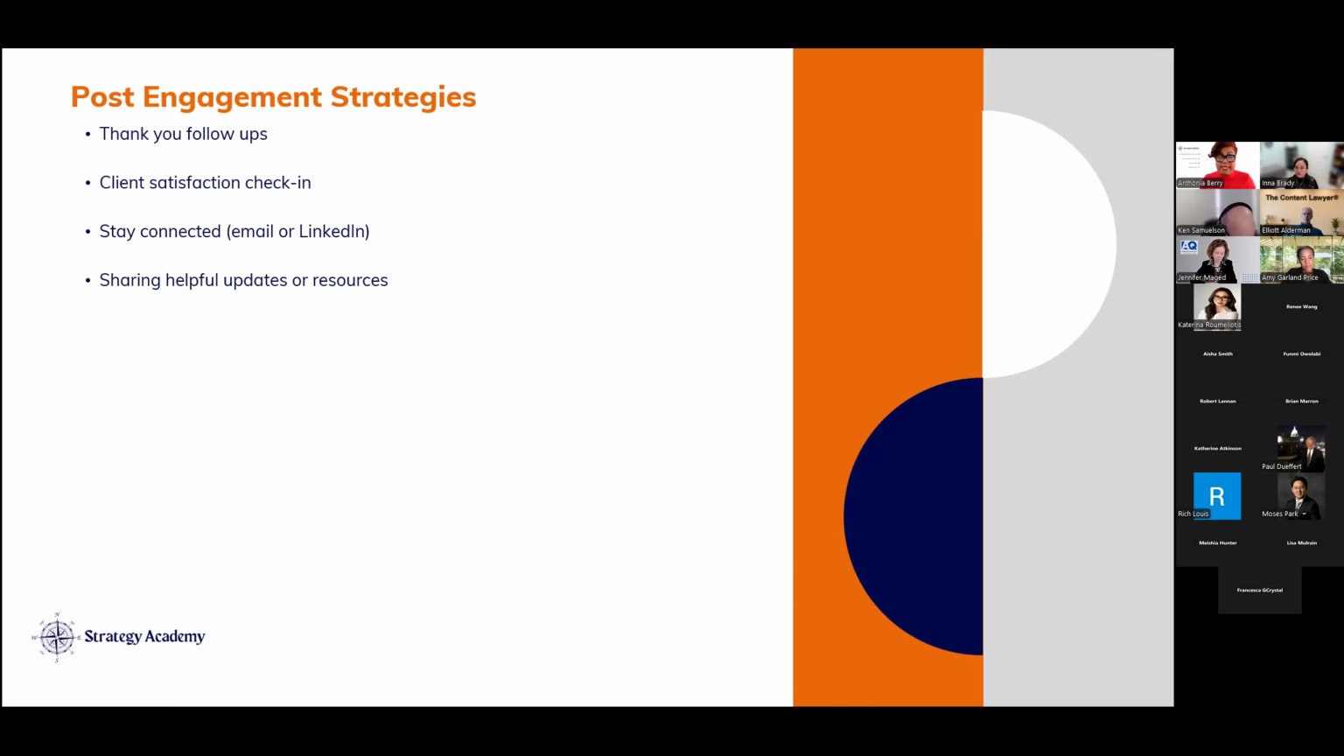Staying connected by email or LinkedIn are key pieces to do after an engagement. Being sure to remain that connection in some way or form. Like I said, you can pick the cadence that you want to send emails. And that could be like the last point suggests here, of sharing helpful updates and resources. That can be done through email or LinkedIn, whatever feels best for you or perhaps works best for the client.